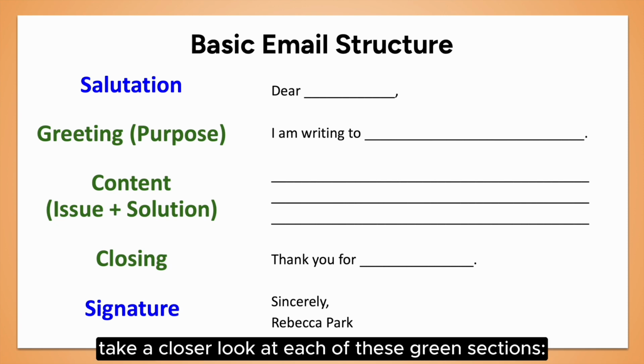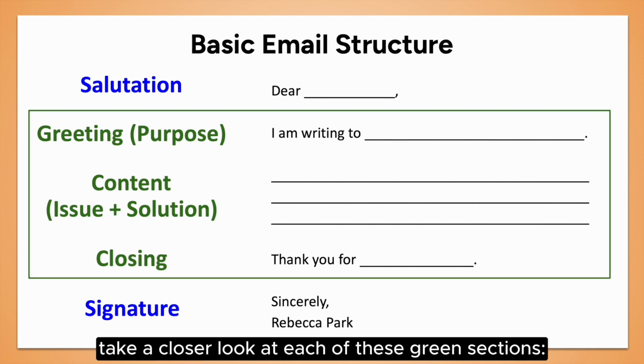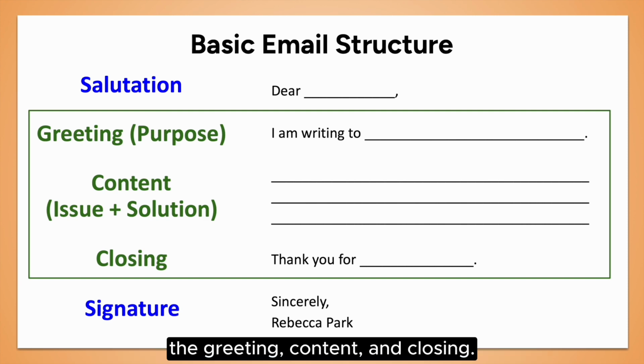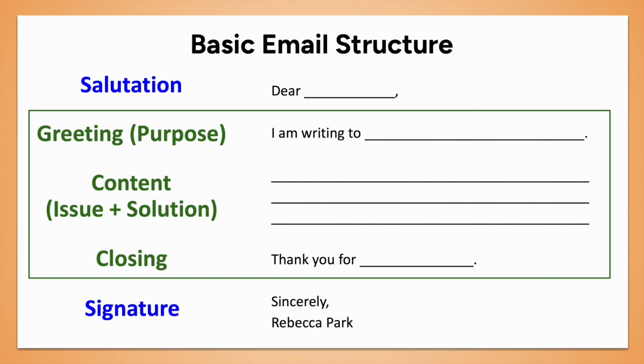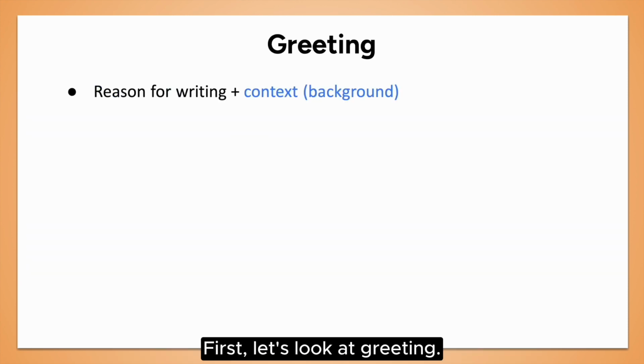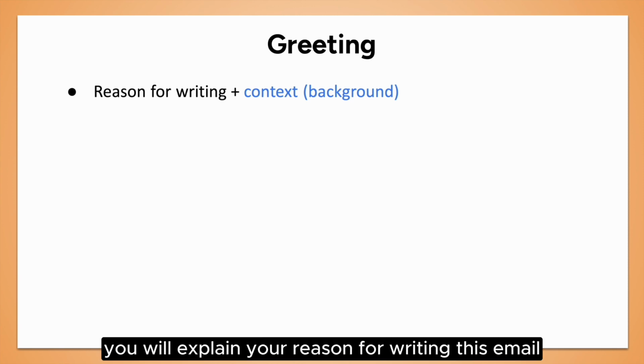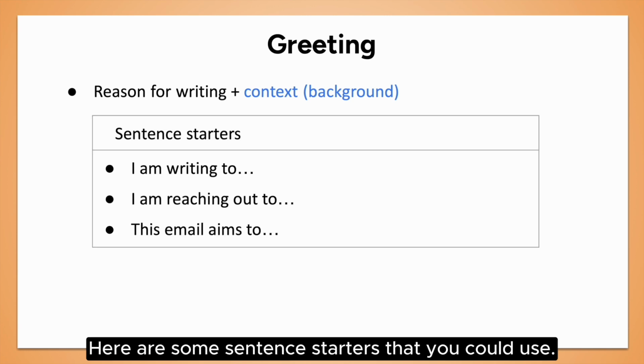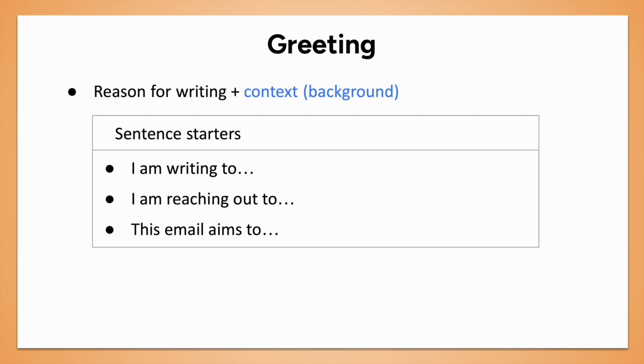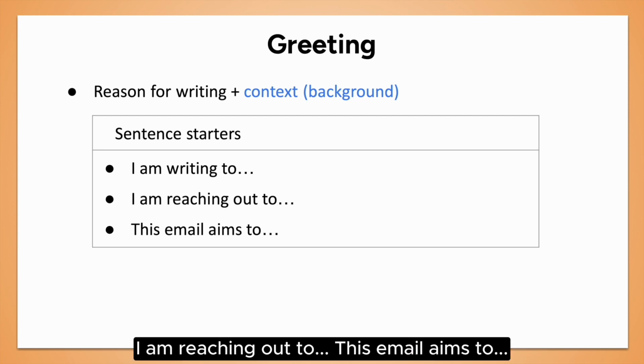Now we're going to take a closer look at each of these green sections, the greeting, content, and closing. First, let's look at greeting. In a greeting, you will explain your reason for writing this email and also provide some additional context. Here are some sentence starters that you could use. I am writing to, I am reaching out to, this email aims to, and then you will add your reason for writing.